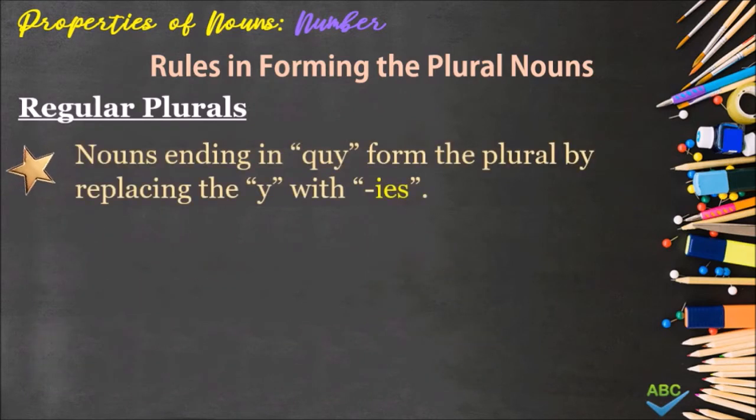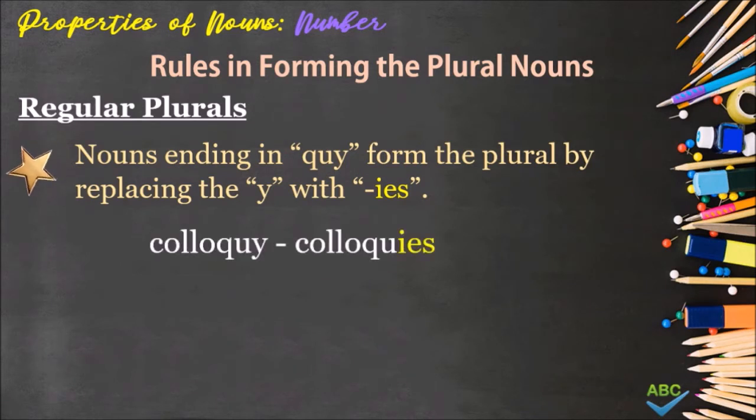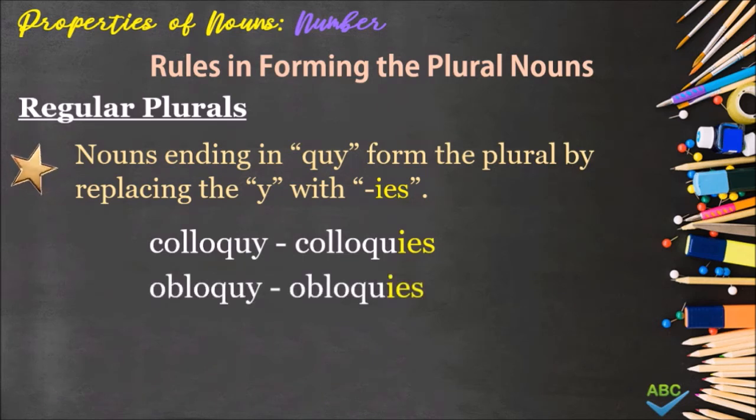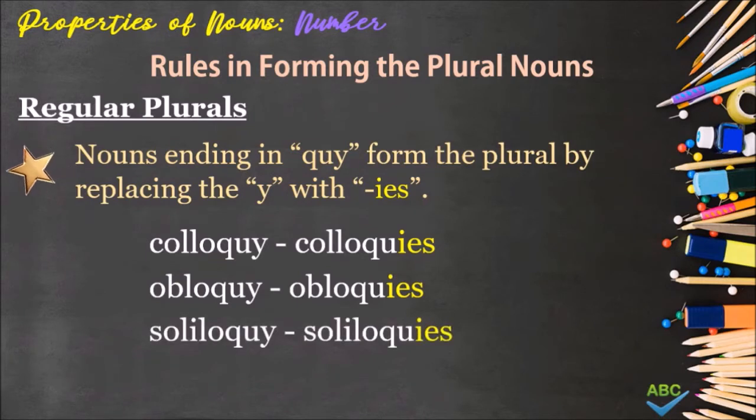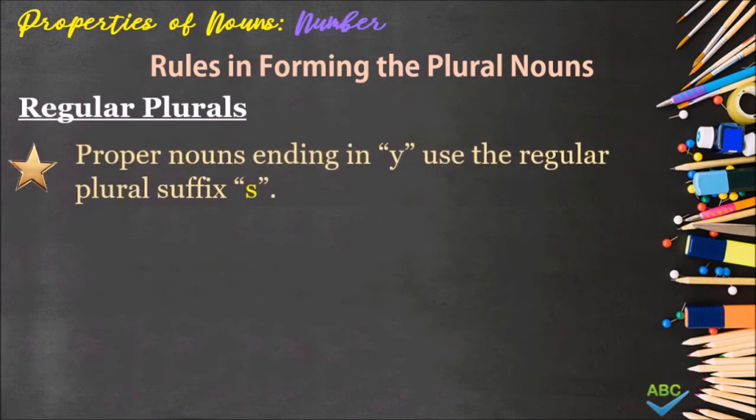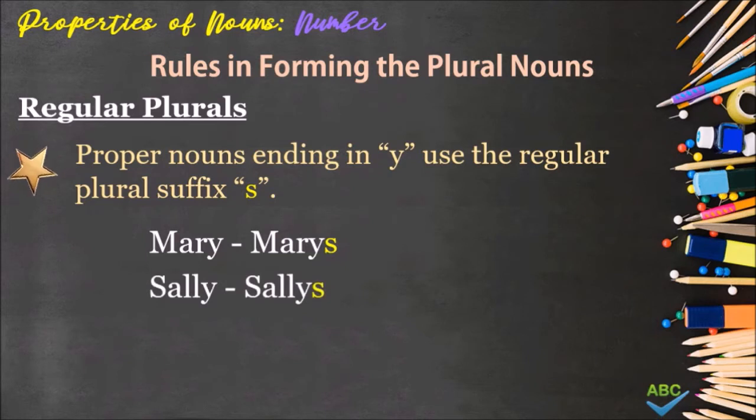We have an exception though. Nouns ending in Q-U-Y form the plural by replacing the Y with I-E-S. For example, colloquy, colloquies. Obloquy, obloquies. Soliloquy, soliloquies. Proper nouns ending in Y use the regular plural suffix S. For example, Mary, Marys. Sally, Sallys. Betty, Bettys.